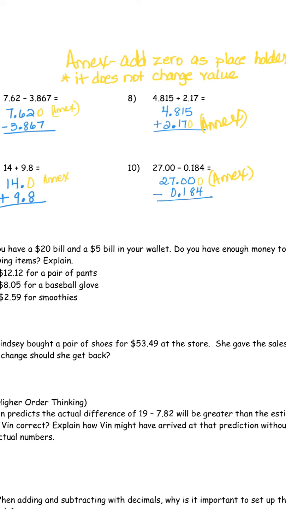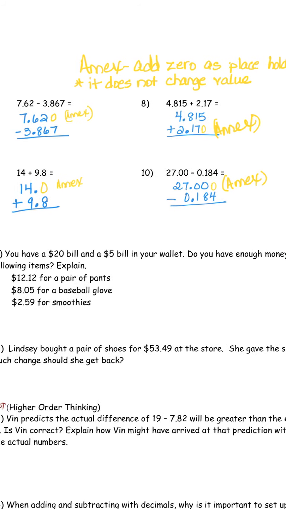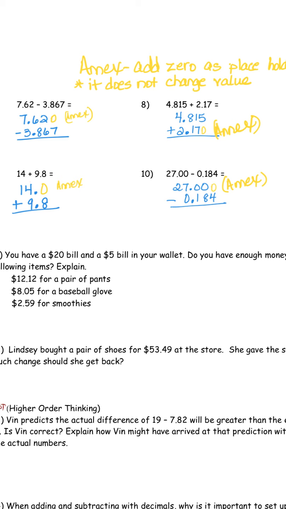Now here we are on page 40. So I'm going to just do this quickly guided. Boys and girls, the word annex means to add 0 as a placeholder. It does not change the value of the numbers.